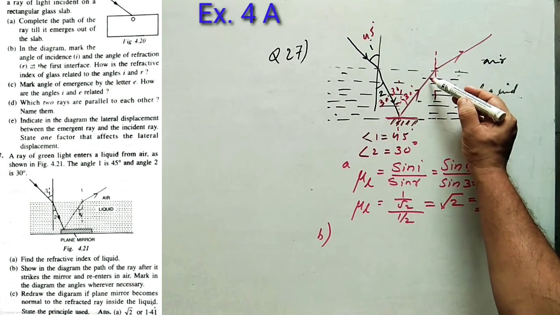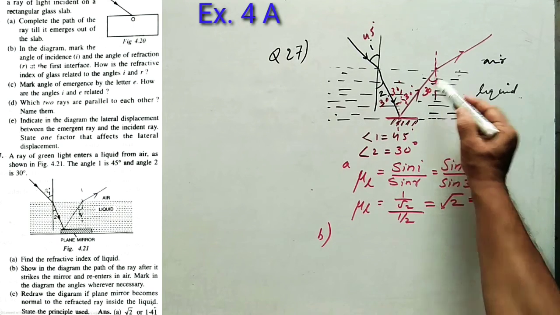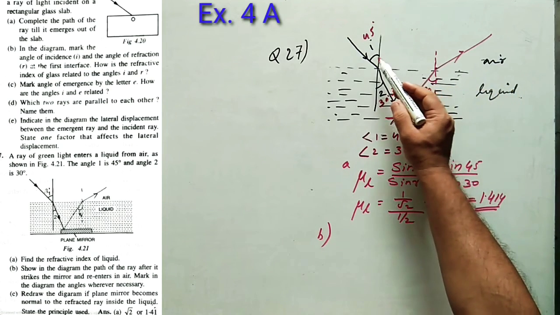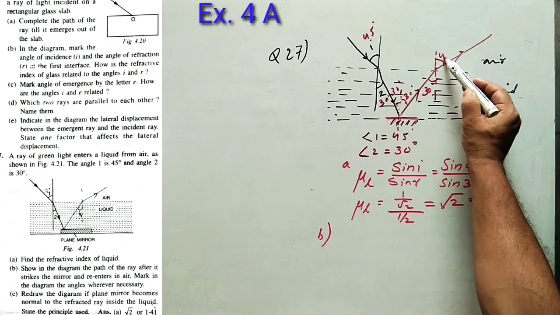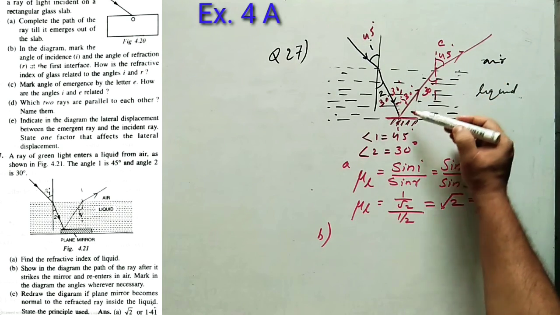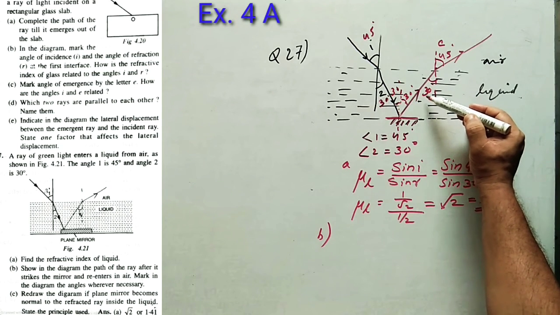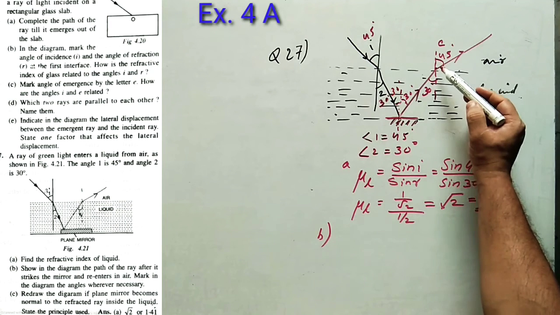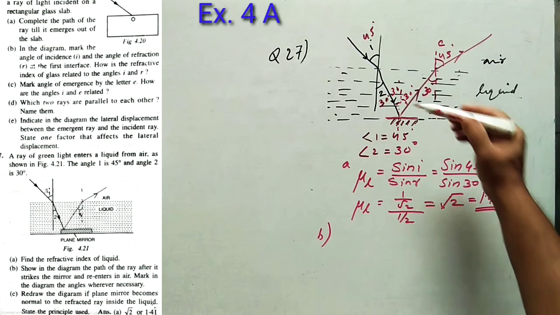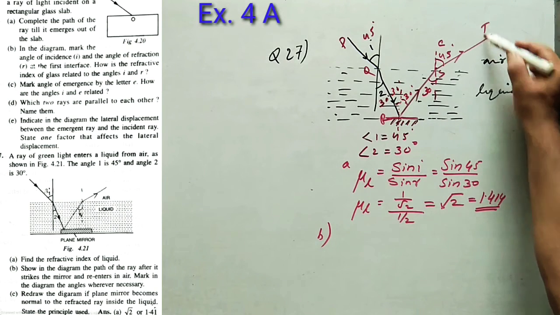So what is the angle of incidence in the liquid? The alternate angle, if this angle is 30, the angle of incidence in the liquid will be 30 degree. And of course, the angle of emergence will be equal to 45 degree. That is the angle of emergence. So we have clearly marked the angle of incidence, angle of reflection, angle of incidence for the ray in the liquid, that is 30 degree, and angle of emergence as 45 degree. So that we can name the rays also. For example, P, Q, R, S, T.